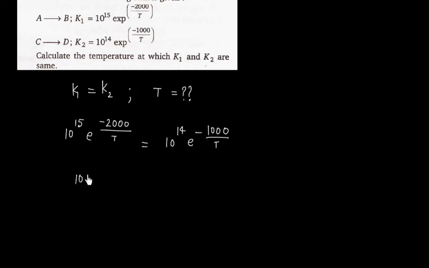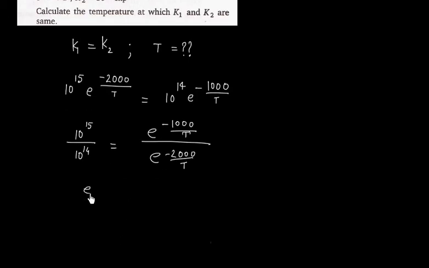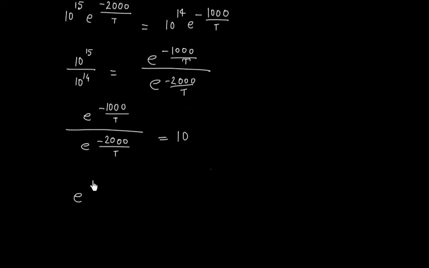Now if I divide this side, we will have 10 to the power 15 divided by 10 to the power 14 equals e to the power minus 1000 by t divided by e to the power minus 2000 by t, or we can write e to the power 2000 by t, it becomes positive.